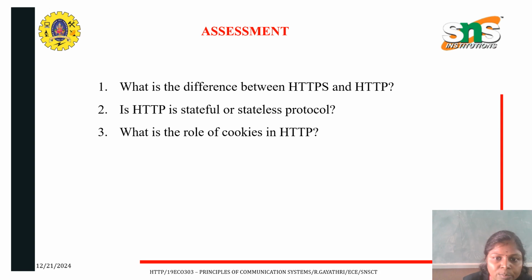Assessment: What is the difference between HTTPS and HTTP? Is HTTP a stateful or stateless protocol? What is the role of cookies in HTTP?